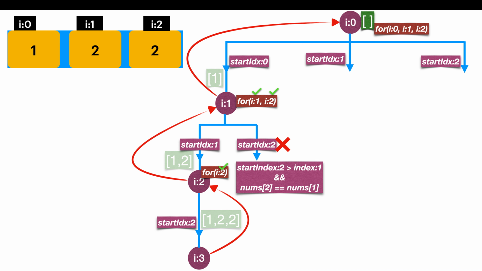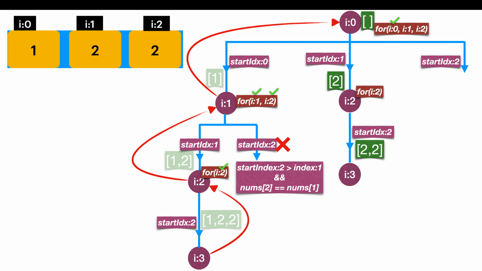Now from the main caller, we are done with processing start index 0. We just move on towards start index 1. We add the start index 1 value. Now the subset becomes 2. From here we initiate a recursive call to the next index. Now the caller index becomes 2. So it's time to move towards start index 2. We add the index 2 value. It becomes 2 comma 2. Then we initiate a recursive call to the next index.